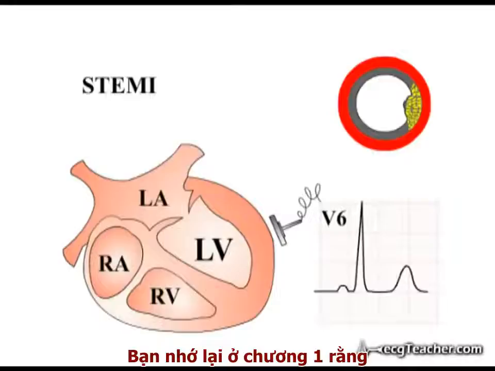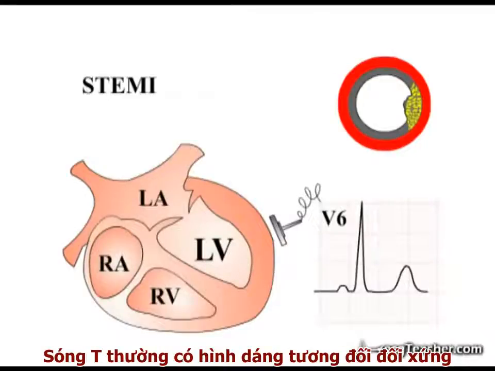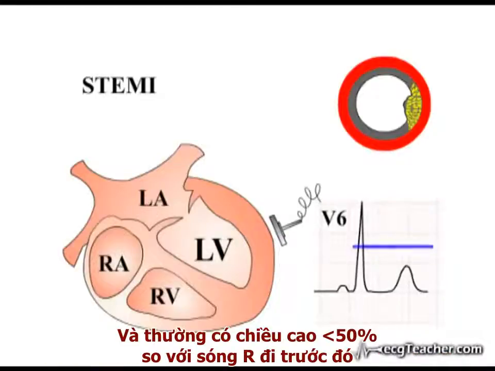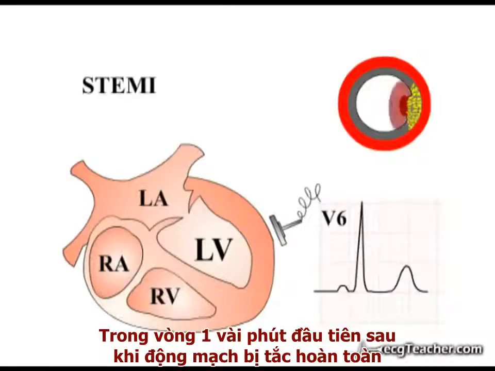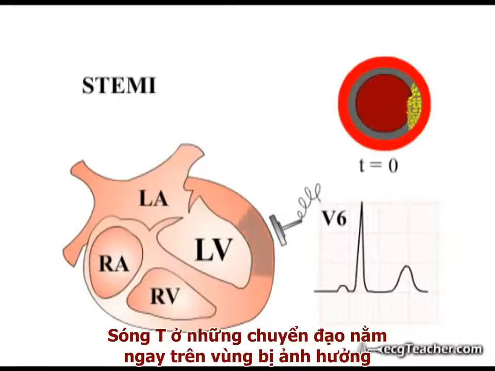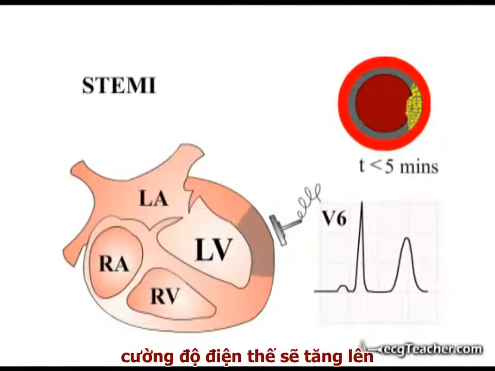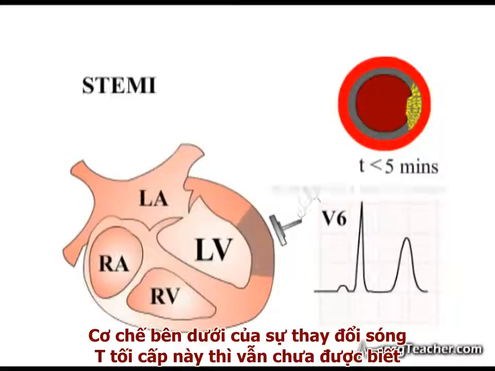You will remember from section 1 that normal T waves tend to be slightly asymmetrical in shape and less than 50% of the height of the preceding R wave. Within the first few minutes of complete vessel occlusion, T waves in the leads overlying the affected area rise in amplitude. The mechanism underlying these hyperacute T wave changes is unknown.